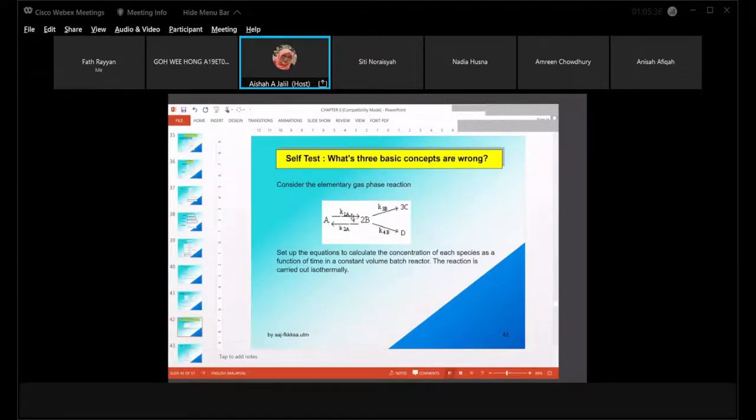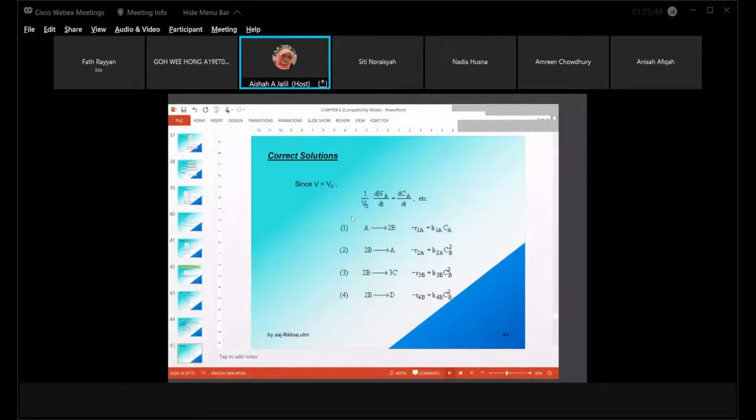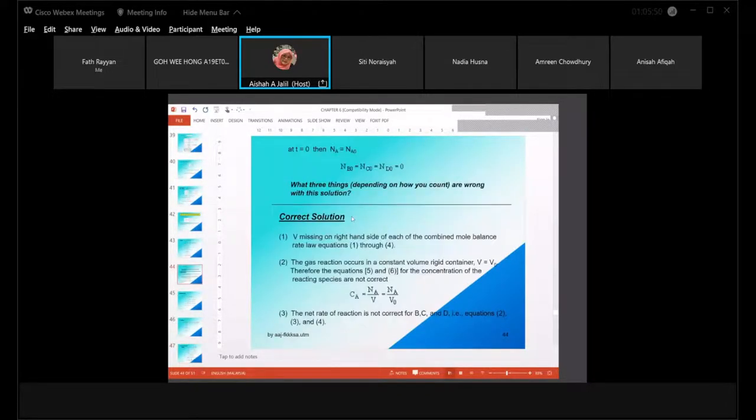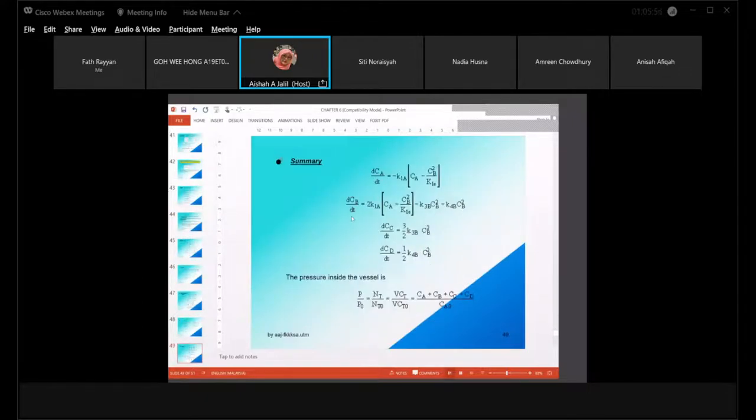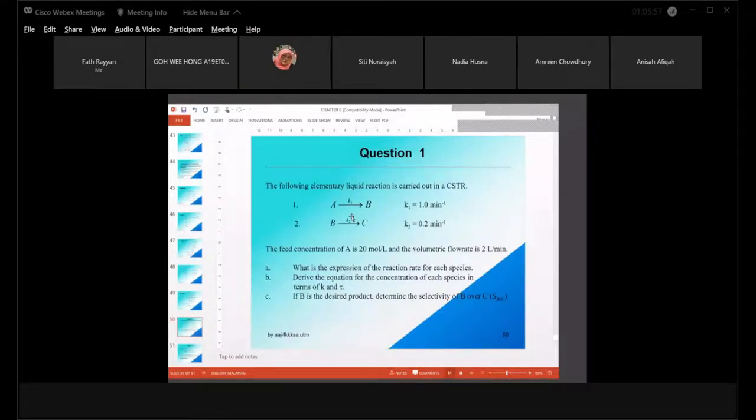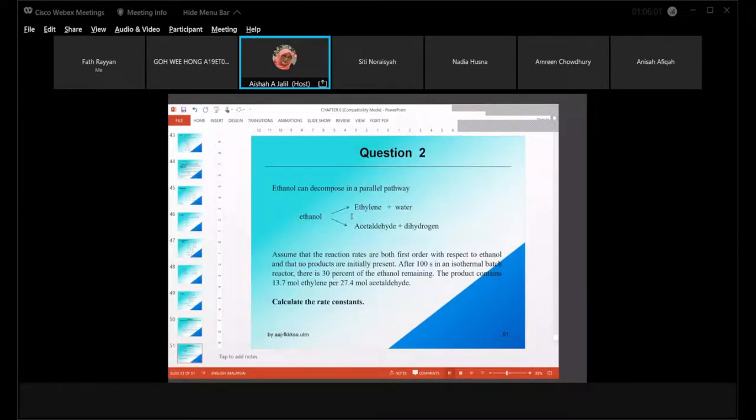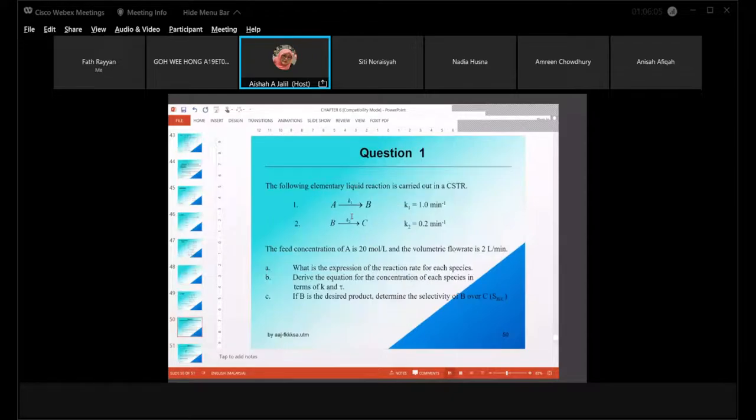Okay, this is the example. Maybe one of your group can explain, can answer this one. And then, oh no, this is the what's wrong with the solution, right? Cannot. Okay, this one. You can choose this one and then the other one. This is from Dr. Umi Aisha previously.